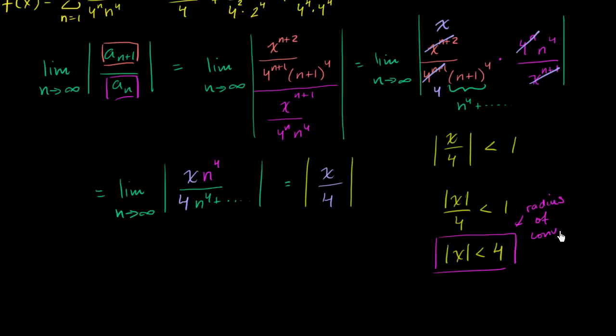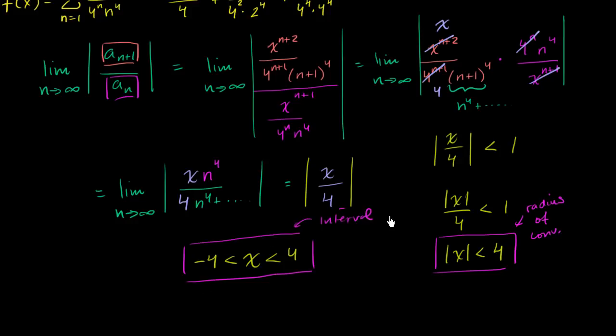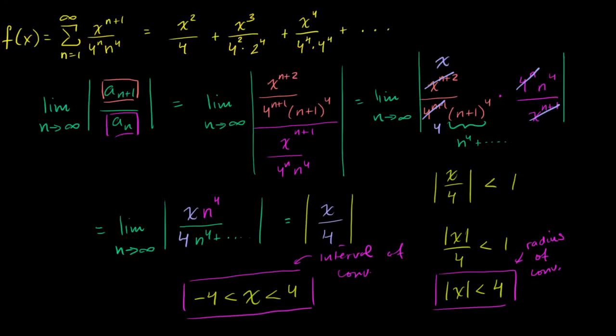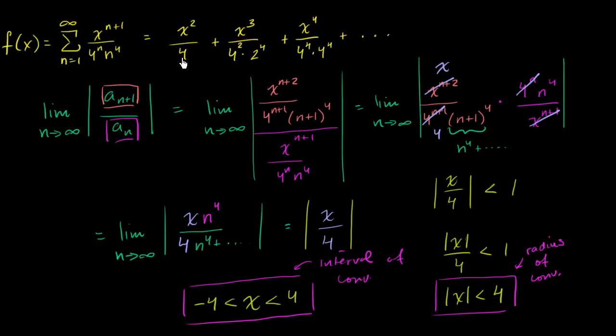Or if we wanted to write that same information as an interval of convergence, we would say that x has to be less than 4 and greater than negative 4. This is the same information right over here, expressed this way. This is the interval of convergence. So these are the x values for which this original function here is going to converge to finite values.